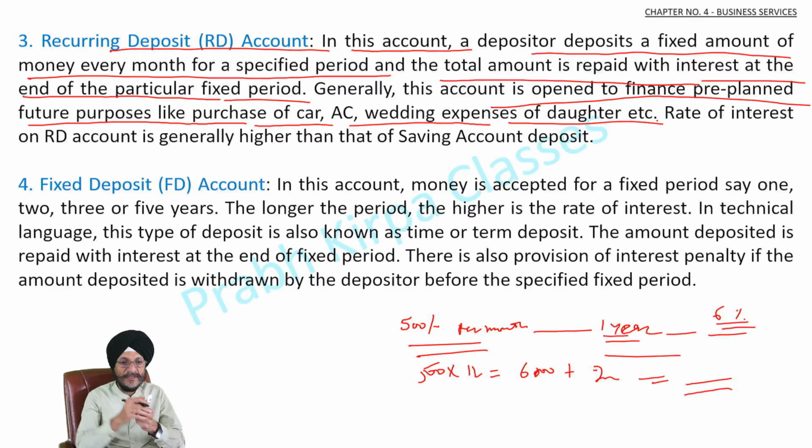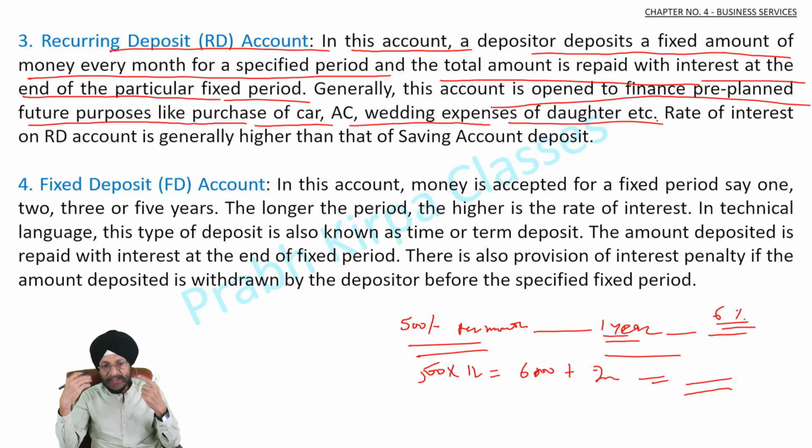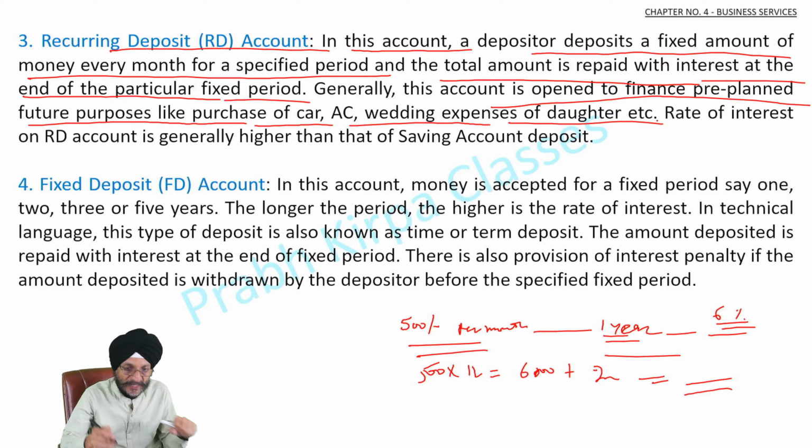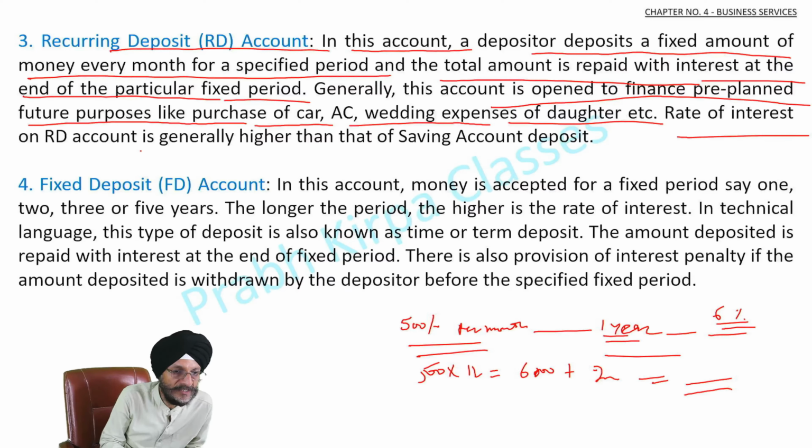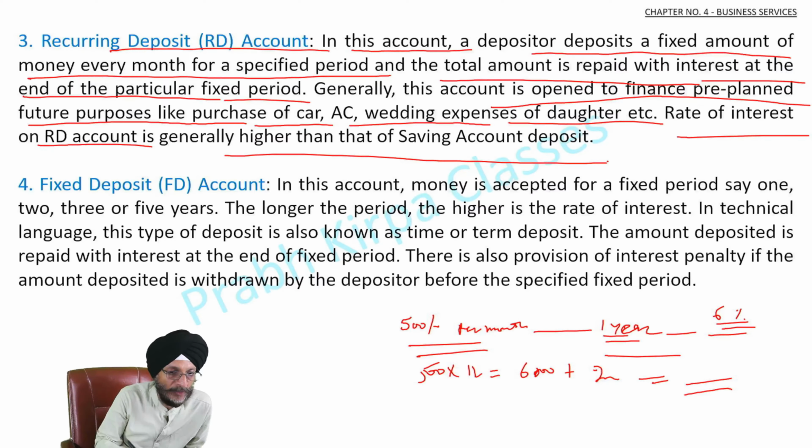It means that whenever we think that we are to make some purchase of heavy amount, or to incur some heavy expenditure on a particular item or on a particular function, we may open a recurring deposit account. The rate of interest on an RD account is generally higher than that of a savings account deposit.